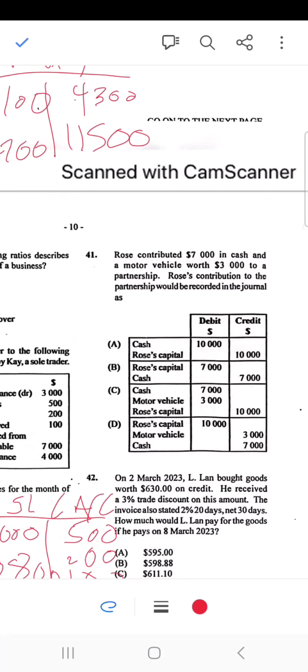Anyway, so you're going to debit your cash, you're going to debit your motor vehicle, you're going to credit capital.